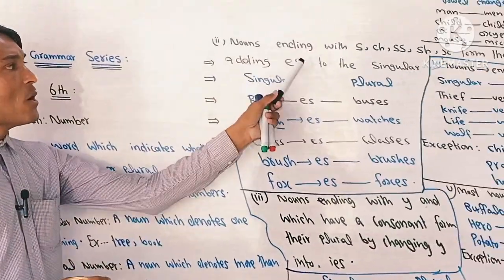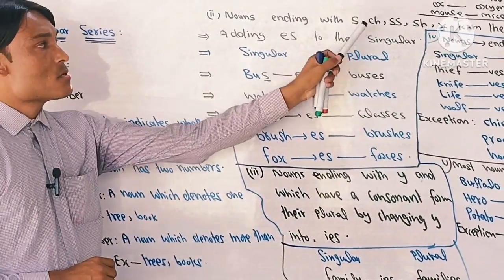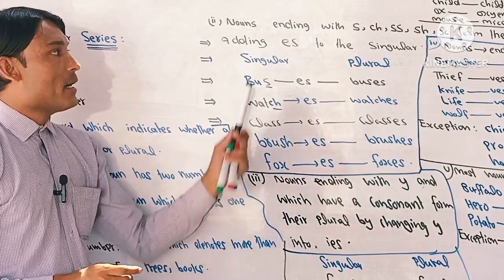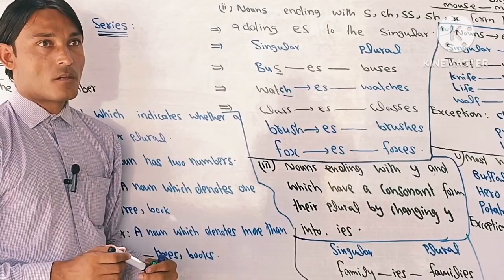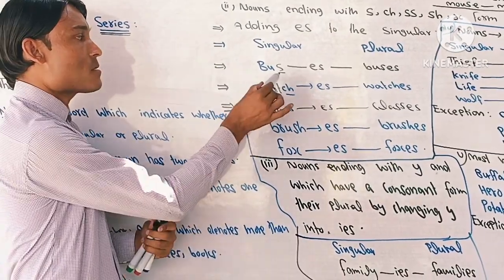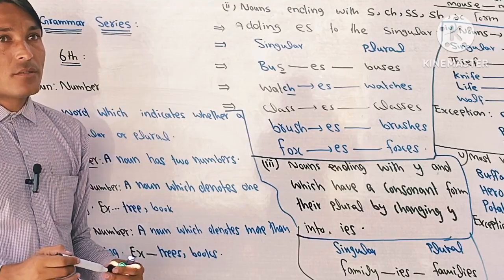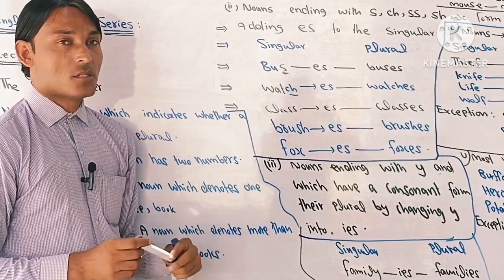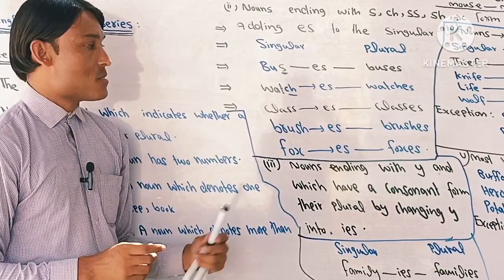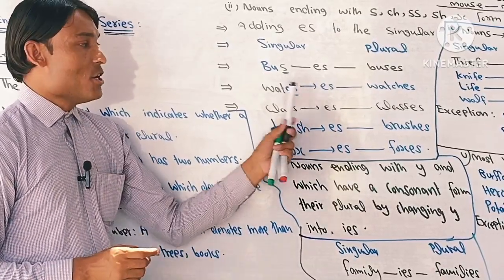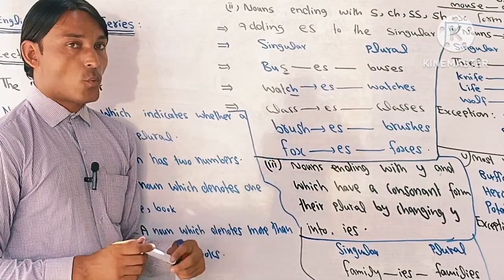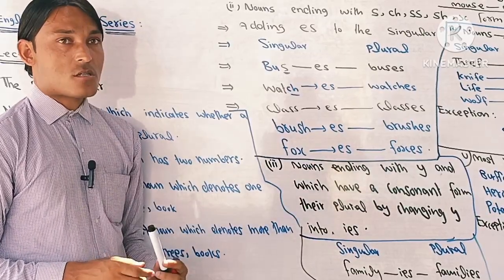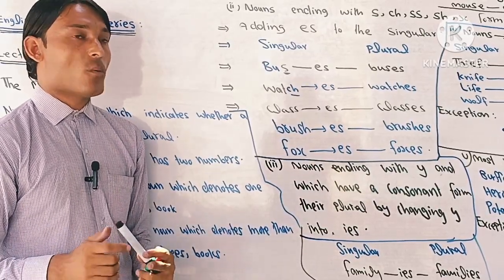Rule number 2, nouns ending with s, ch, sh and x form their plurals by adding es to the singular. Look at this example. Bus. The letter is s, we add es, buses. Here watch, ch, we add es, watches. Class, double s, we add es, classes. Brush, we add es, brushes. Fox, we add es, foxes. Yes, there are so many exceptions we will talk about later on.